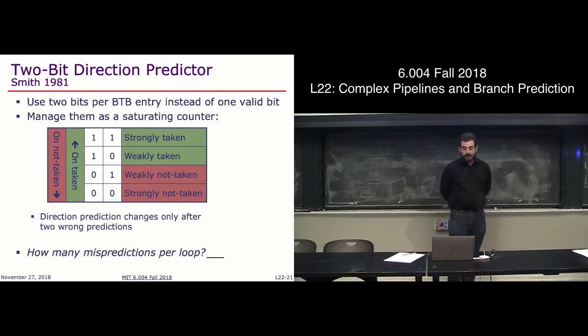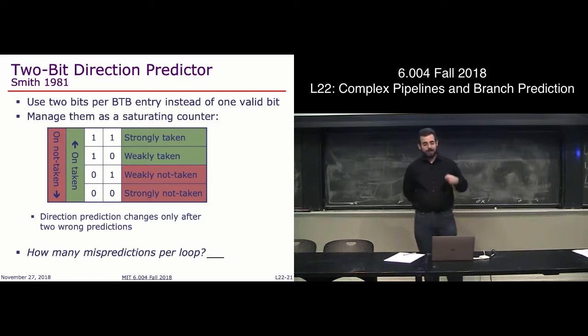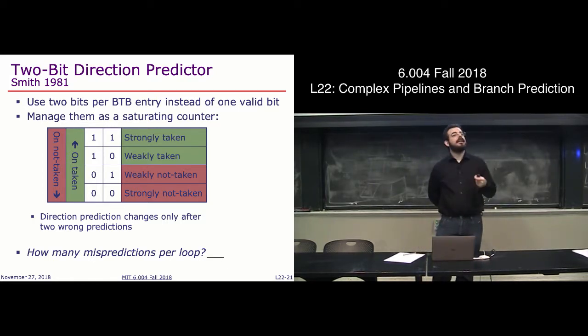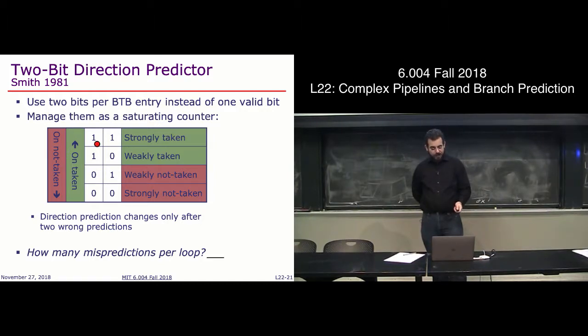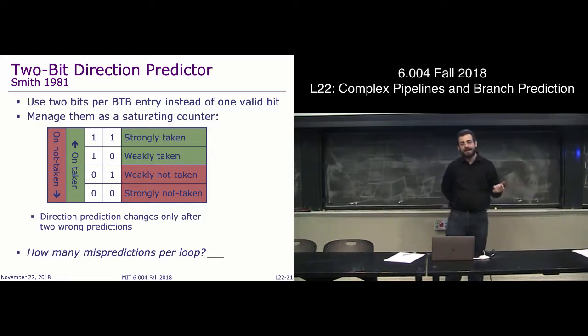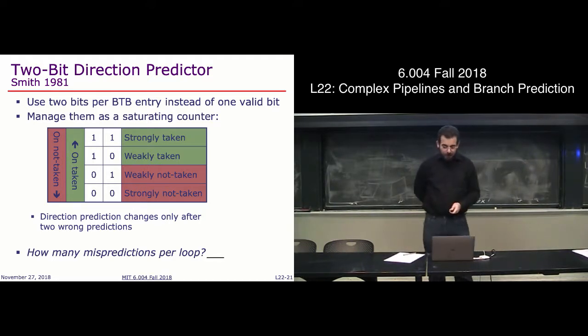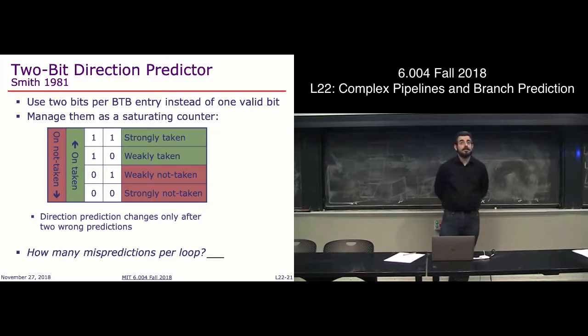And so what happens in our loop now is that we're predicting taken on each iteration, so the branch is biased as strongly taken. Now, we hit the last iteration of the loop, and it is not taken, so we go down to weakly taken, but we still predict taken because it's been taken so many times before. It's more likely for these branches to be taken in the future. And so when we hit the first iteration of the loop again, we see that it is taken, and we go back to strongly taken. So in all, how many mispredictions per loop here? We've gone from 2 down to 1.